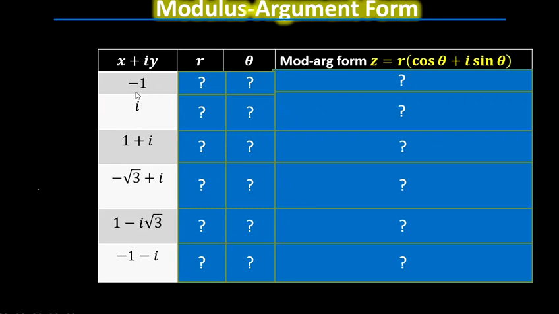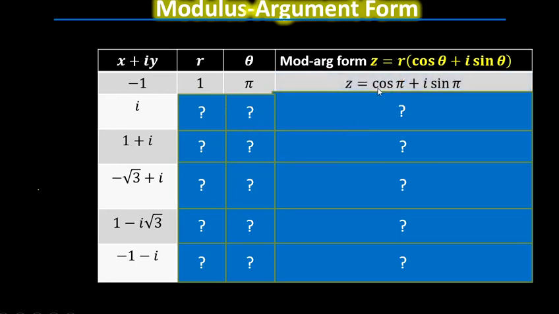Now the first complex number is minus 1. You see only real part, no imaginary part. The modulus is 1, argument is pi because the real part is negative. And how to write it: negative 1 is equal to, modulus is 1, argument is pi, replace the values. If you simplify this, you get again minus 1. Same for the next one. Your modulus is 1, but the argument is pi by 2 because it's vertically up.